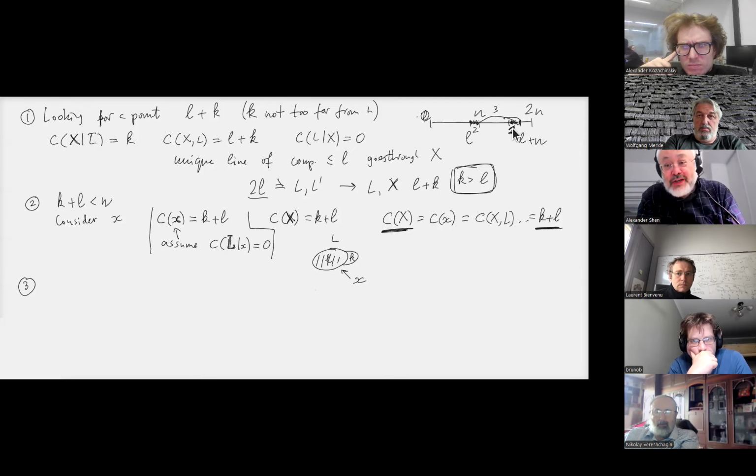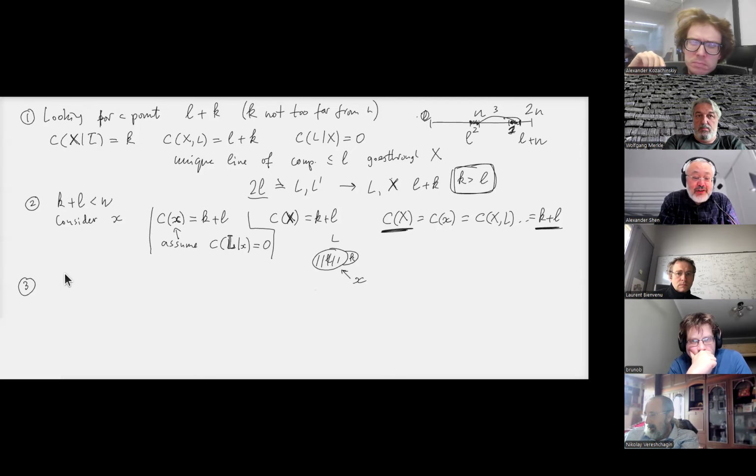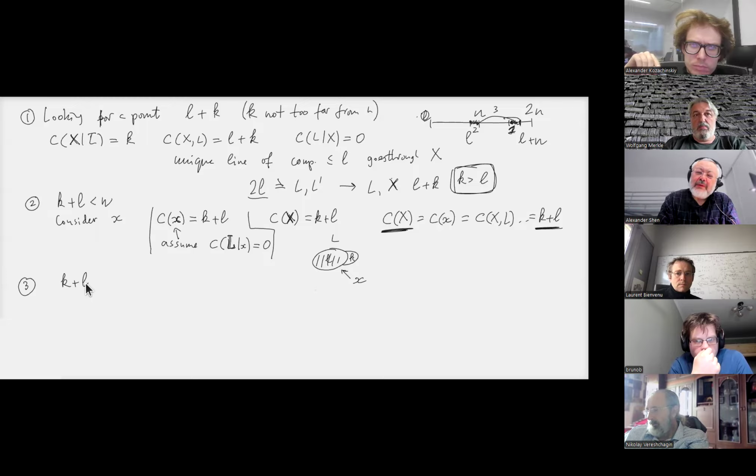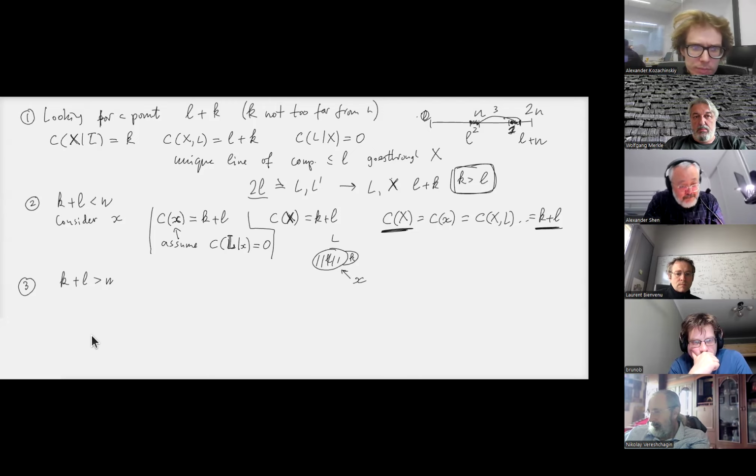So the case number 3 is just a very simple case when k plus L is great. Oh no, maybe let's cover number 2. Okay. Let's start arguing. So k plus L is greater than n. So actually we have case number 3 and case number 2, that's enough.